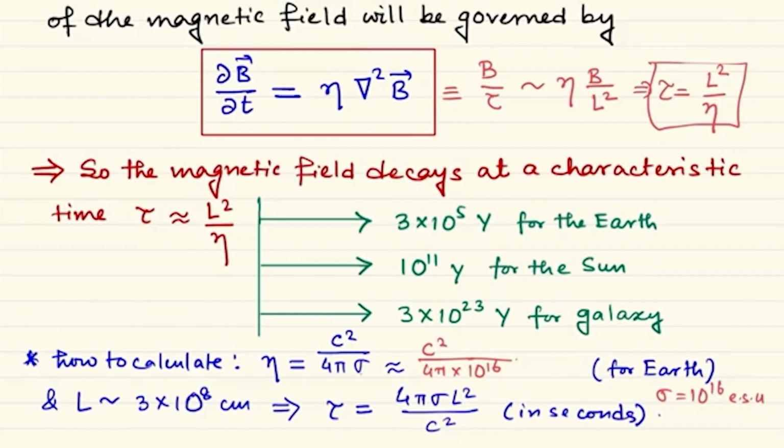Okay, so then you can simply calculate from this one and from this one the tau in seconds, and finally you have to convert this into years, and finally you will have the tau, or the relaxation time, the characteristic decay time for the magnetic field decay by diffusion, which is 3 into 10 to the power 5 years. Now this time is of the order of 10 to the power 11 years for the sun, and this is 3 into 10 to the power 23 years for the galaxy, actually the spiral galaxies.